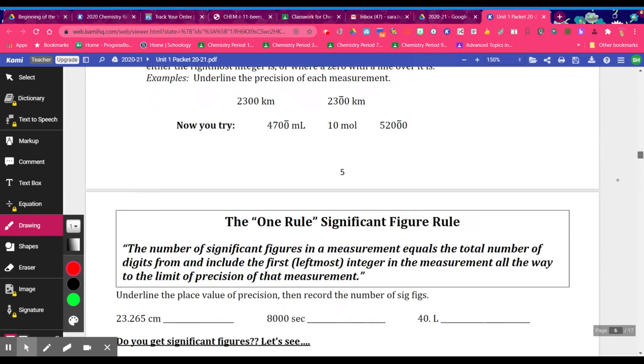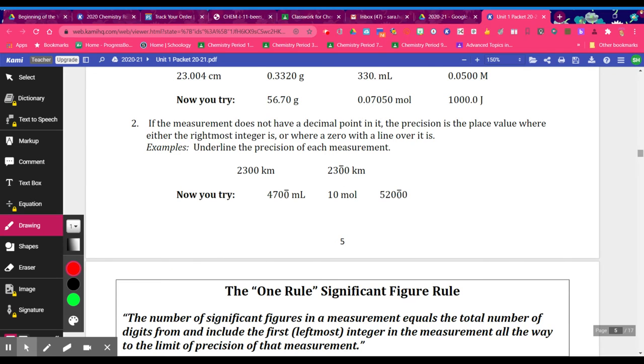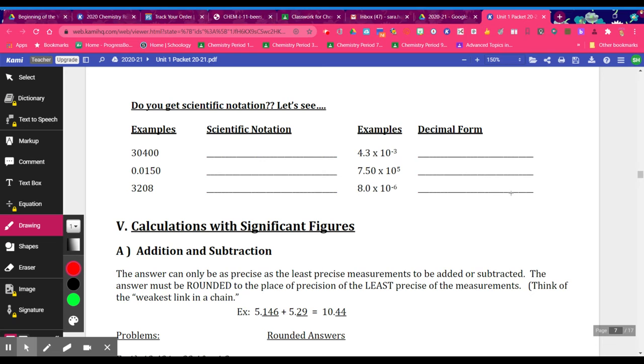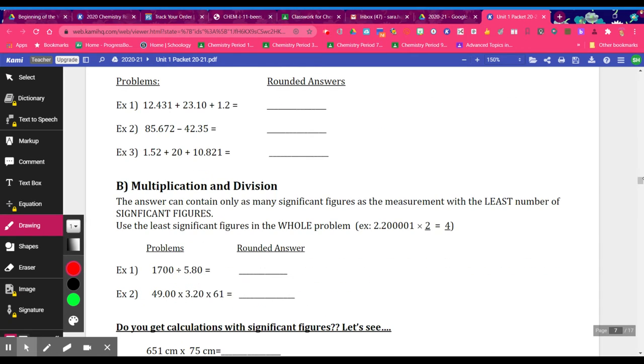Okay, so when we scroll down here, go back up, go up.